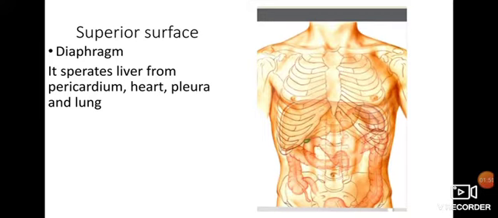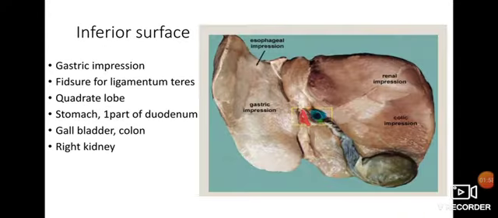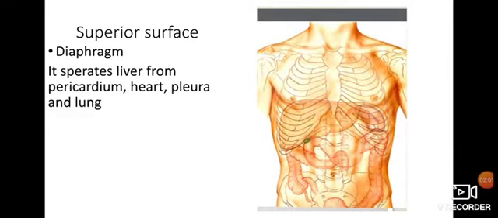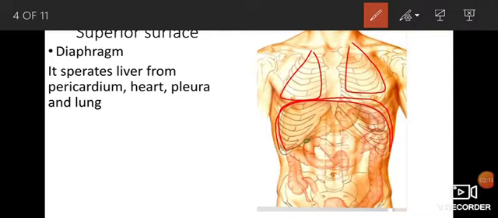Then regarding the superior surface, it is related with the diaphragm. You can see the superior surface with the diaphragm. This is the area of the diaphragm that is present on the superior aspect of the liver. This diaphragm is separating the liver from the lung on either side in the upper part with the pleura, and also the heart that comes in between the two lungs.